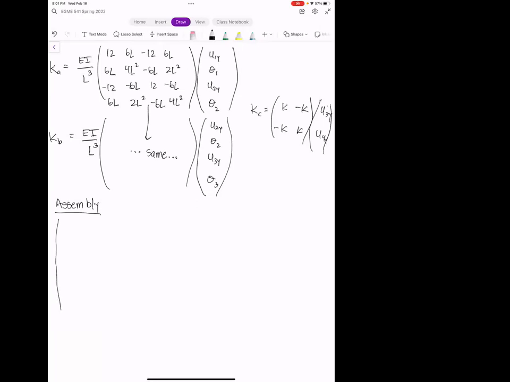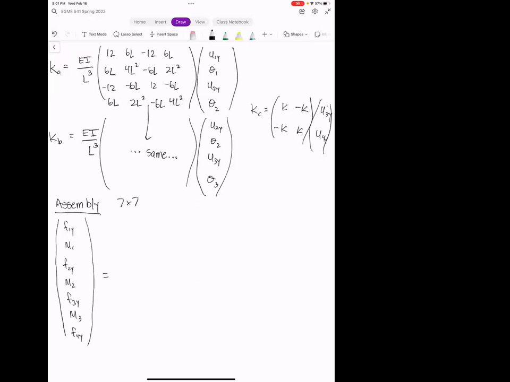So let me go ahead and write down all of the nodes here, or all the degrees of freedom. And so we have F1y, M1, F2y, M2, F3y, M3, and F4y. And so we have kind of a unique case here. We have actually an odd number of degrees of freedom. So you can see that here, this is a 7 by 7 system.